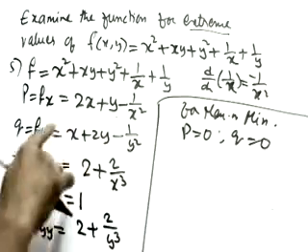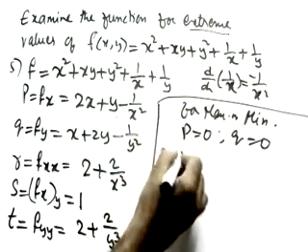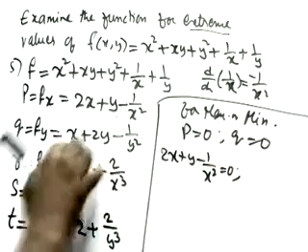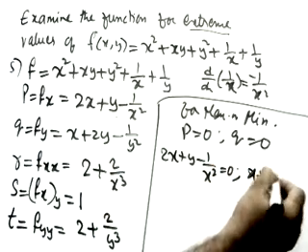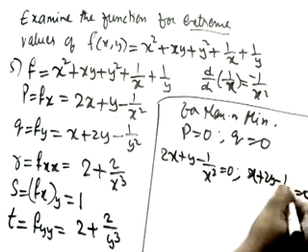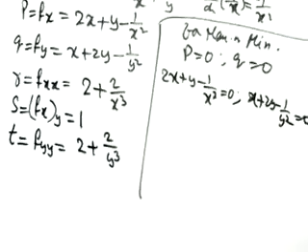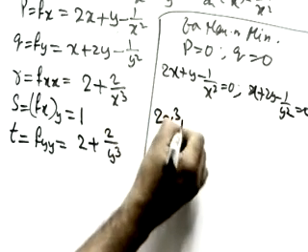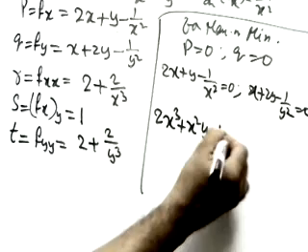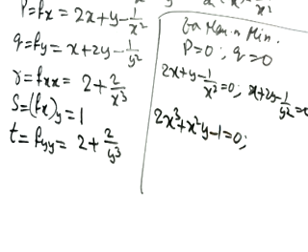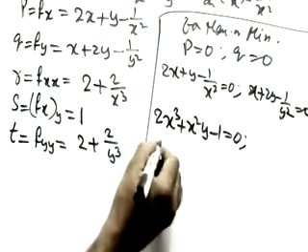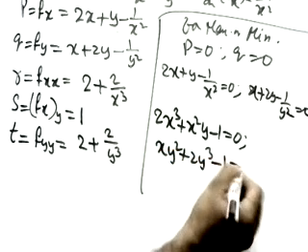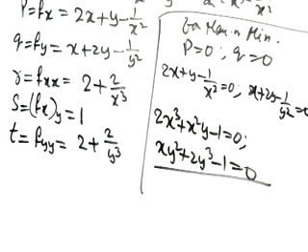We have to solve p equals 0, q equals 0. What is p here? 2x plus y minus 1 by x square equals 0. q is x plus 2y minus 1 by y square equals 0. Let me do one thing, you take LCM from both. If you take LCM, this will become 2x cube plus x square y minus 1 equals 0. Here also if you take LCM, what will this one be? xy square plus 2y cube minus 1 equals 0.